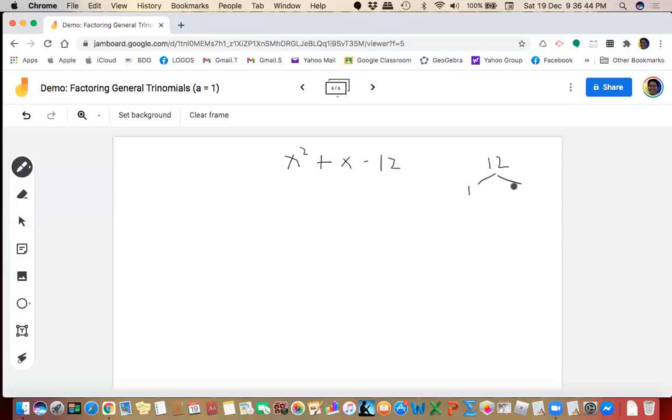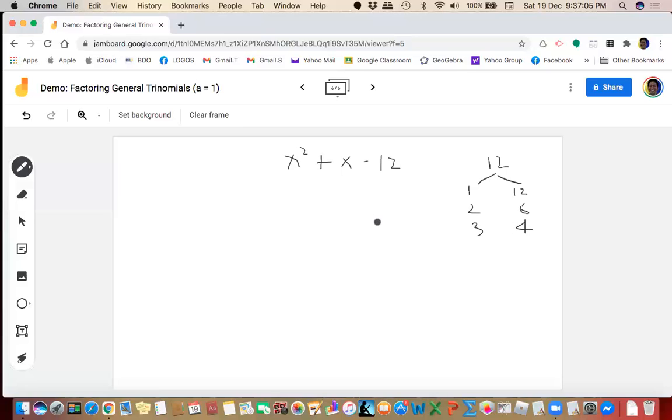So let's start generating our factors. 12 minus 1 is 11. That's not the one we're looking for. 2 times 6, the difference is 4. So again, that's not the one. 3 times 4. 4 minus 3 is 1. All right, so these are the correct numbers.